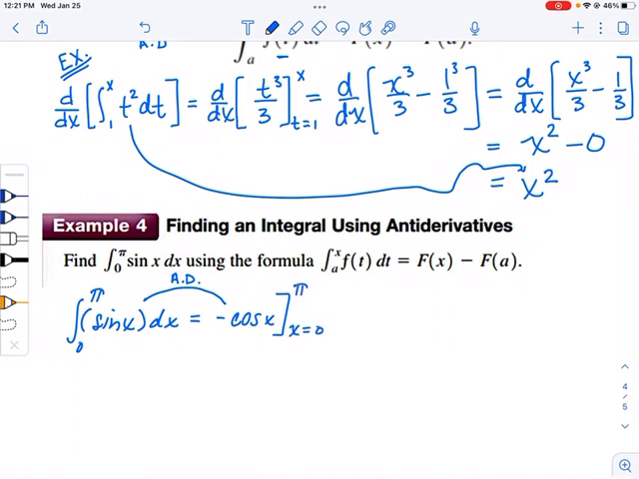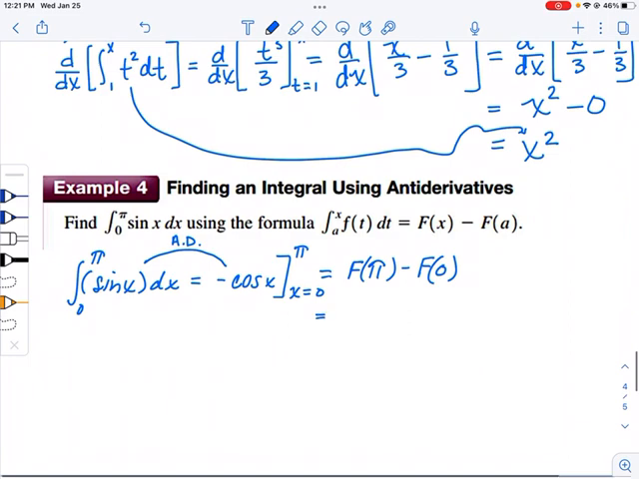All right, so then what I'm going to do is I'm going to do a capital F of pi, minus a capital F of 0. You have to be careful when you input 0, it's not always going to be 0. So remember that F of x here is equal to negative cosine x. All right, so I'm going to apply that. So I have negative cosine of pi minus a negative cosine of 0.